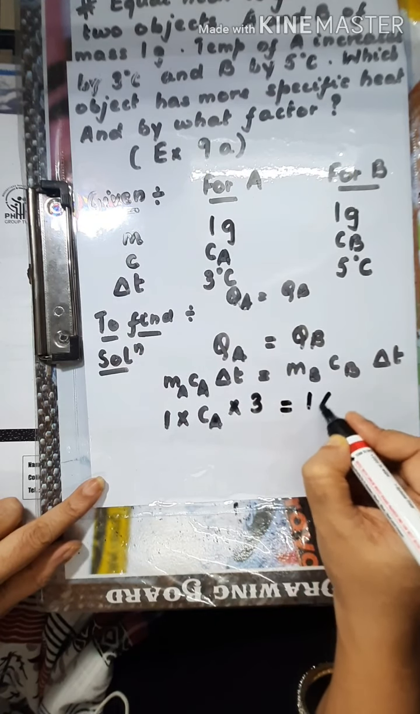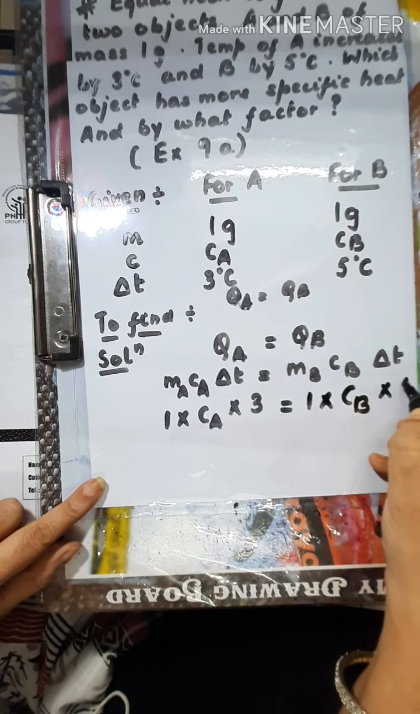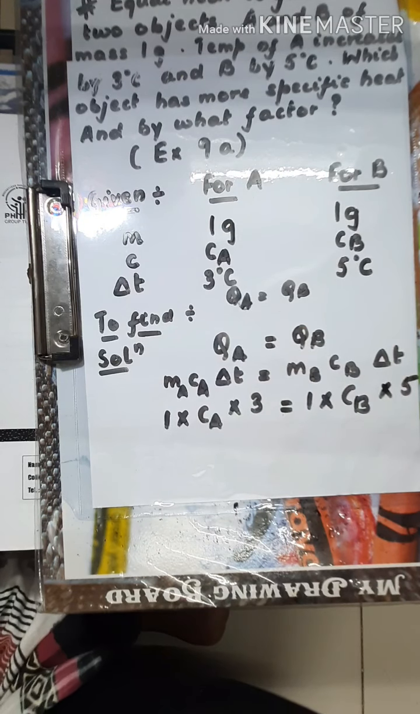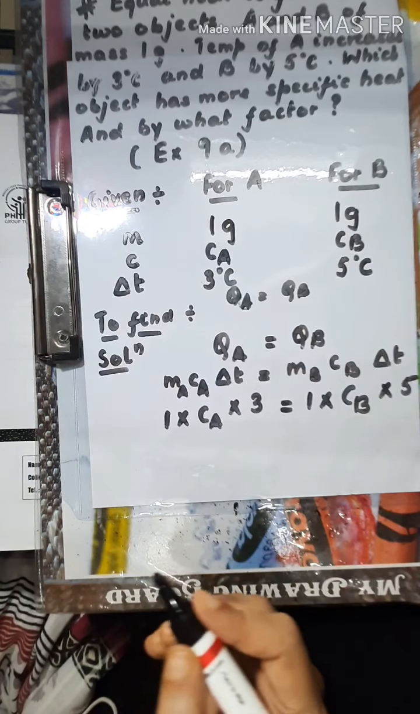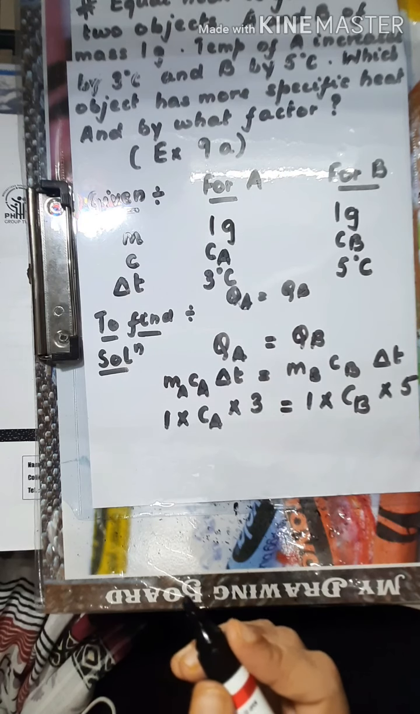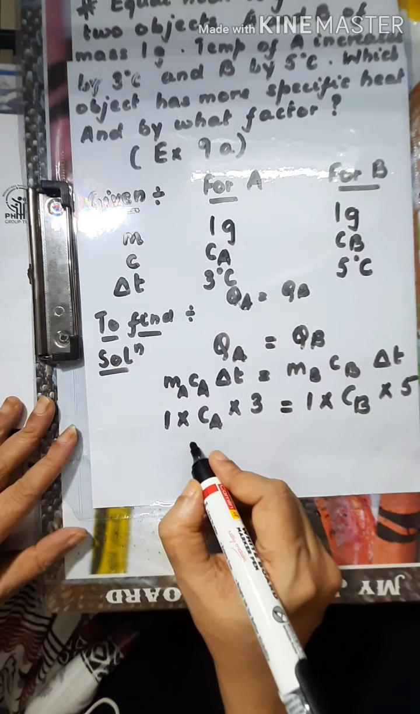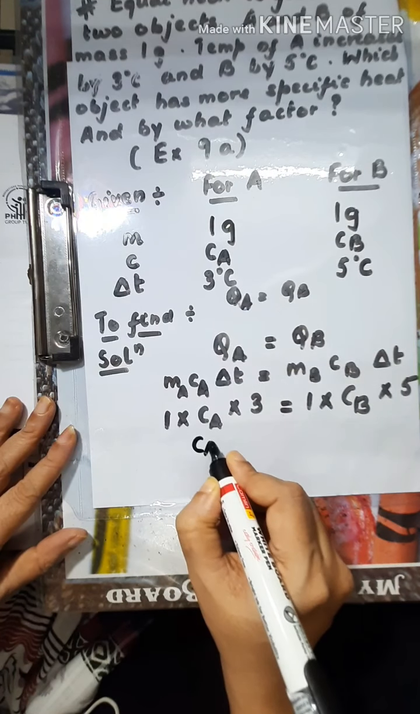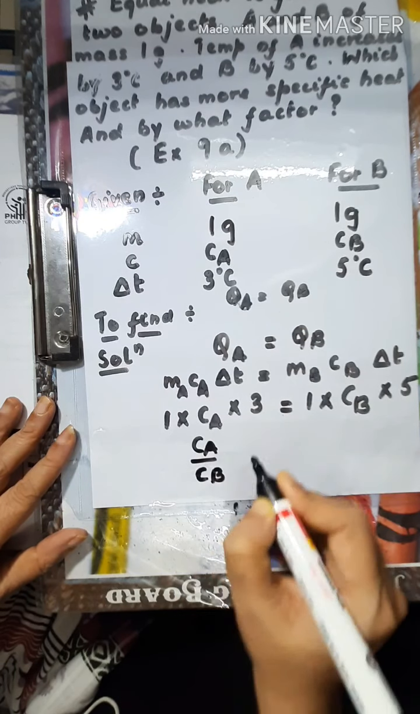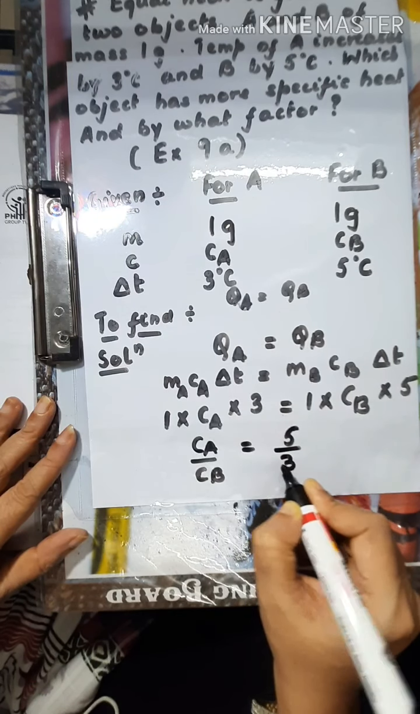This is 1, CB I don't know, and delta T is 5. Is that clear? Delta T is 5, right? Now, obviously, this 1 and 1 gets cancelled off on both the sides. We are not worried about this 1 and 1, right? Now, what is the next thing we are going to talk about is, okay, we will say therefore CA upon CB is equal to 5 upon 3.